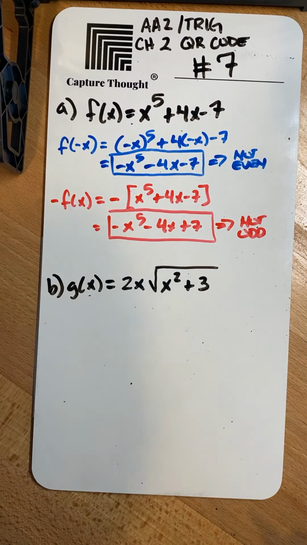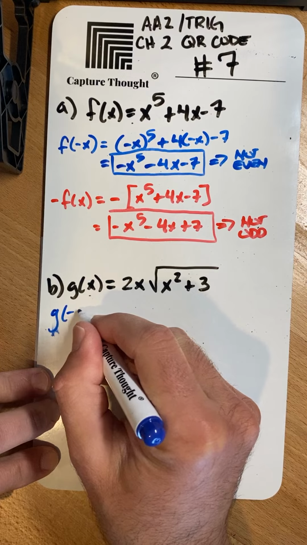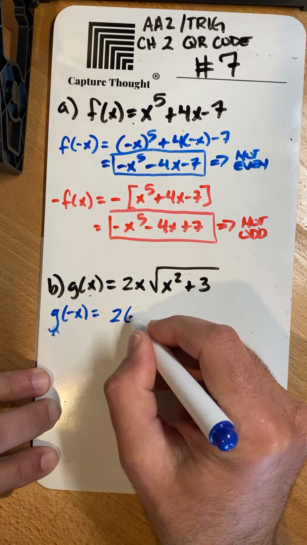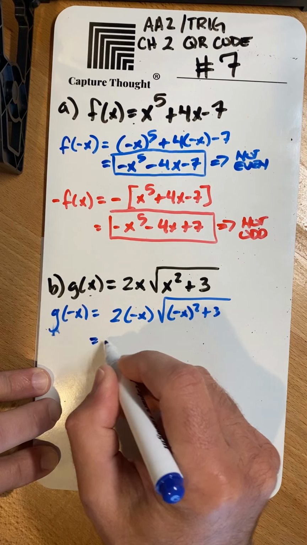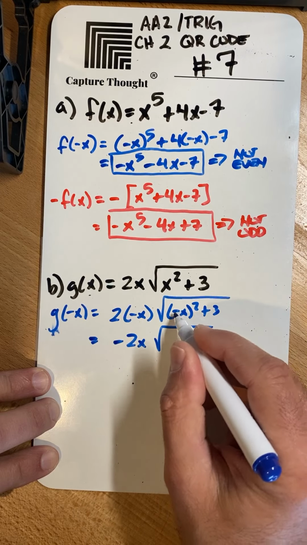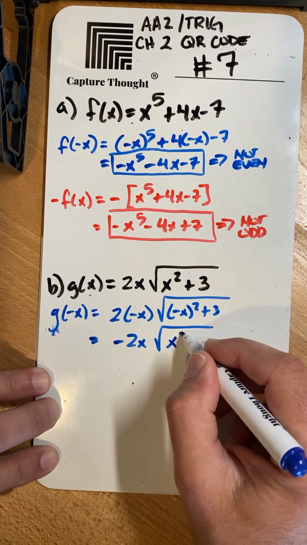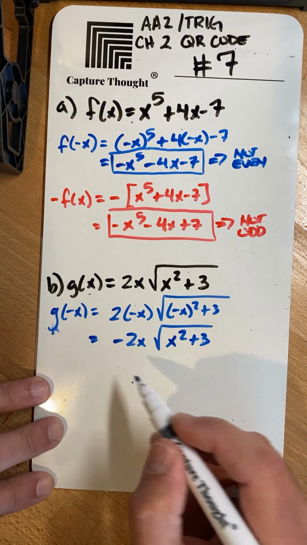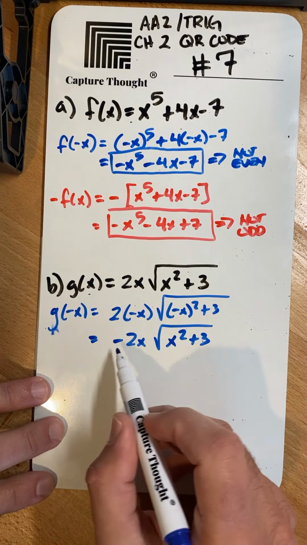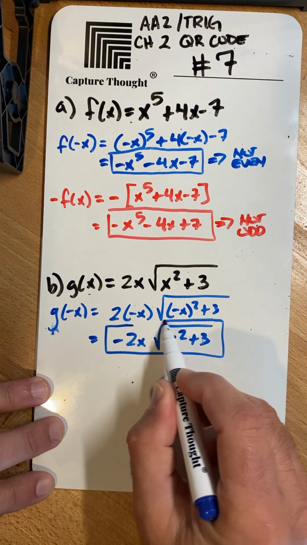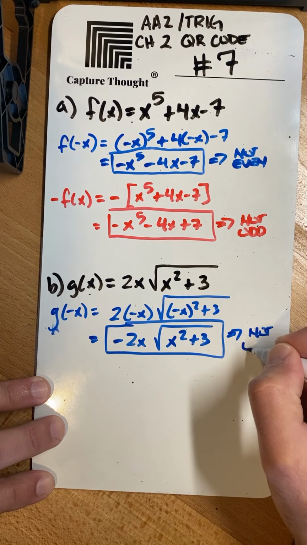Okay, let's do part B. Again, I'm going to figure out what's g. This is a g function. So what's g of negative x? Well, that's going to be 2 times negative x square root of negative x squared plus 3. That's negative 2x square root of, if I take a negative number and I square it, then I'm guaranteed that number was always positive. So that's just x squared plus 3. Okay, so there is my g of negative x, and that is not the same as g of x right there. So since this right here is not the same as that, this tells me that it is not even.